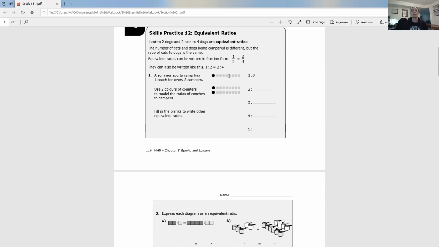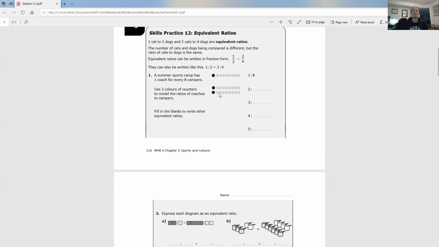If I am looking at a ratio of 1 to 8, you'll see that there are 1, 2, 3, 4, 5, 6, 7, 8, 9 items in total. So for every one colored item, there are 8 non-colored items. So here they talk about coaches and campers. So for every one coach, there are 8 campers, and we would write that as a 1 to 8.